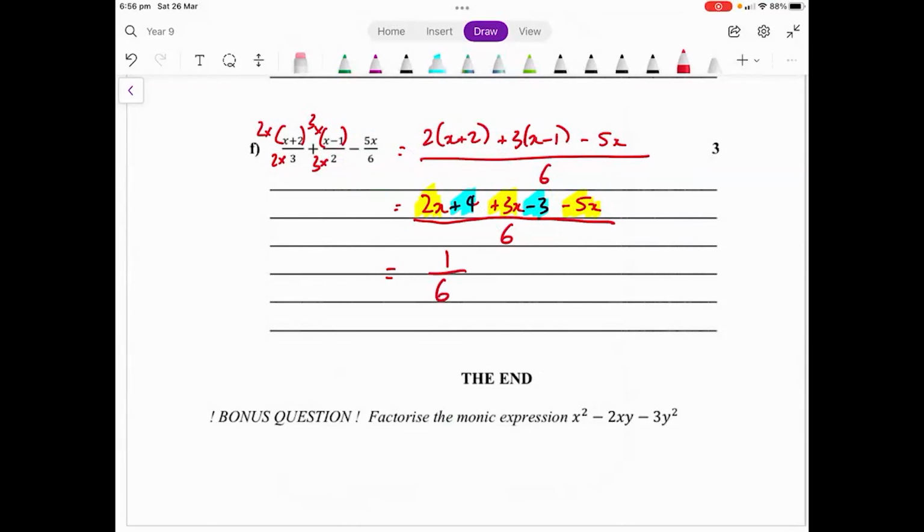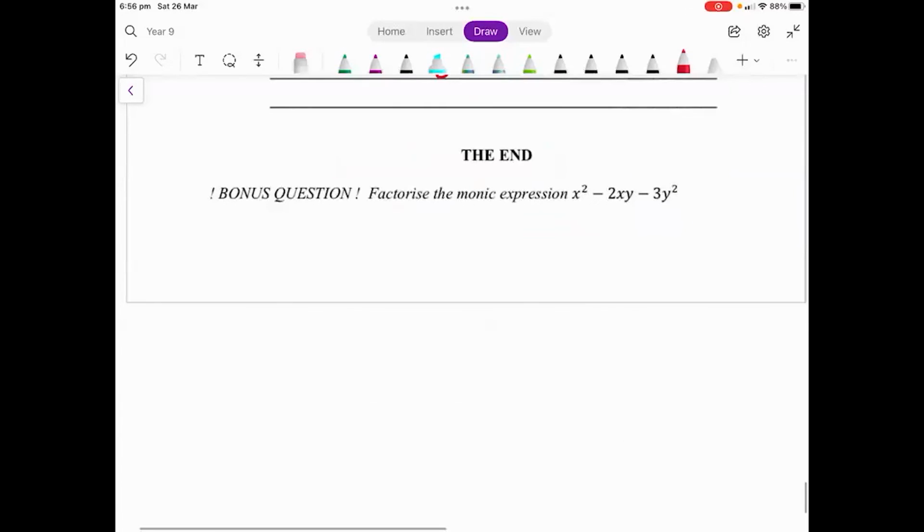For the bonus question, if you just ignore the y's, you will get a monic trinomial of x squared minus 2x minus 3. You can factorize that as x minus 3, x plus 1. Then you just add the y's to the second term. That becomes x minus 3y, x plus 1y.